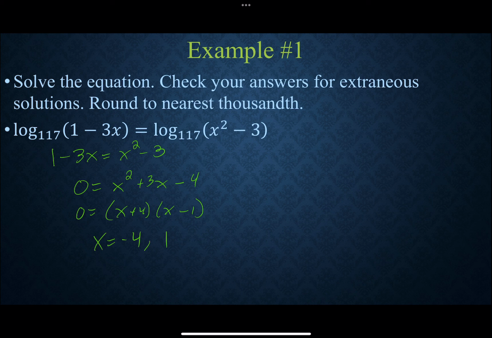Now, we always need to check both answers, and as I've done purposely in this particular question, never assume the negative fails and the positive works. Because while you can't have a negative inside, that never says x can't be negative. We just have to see what happens.